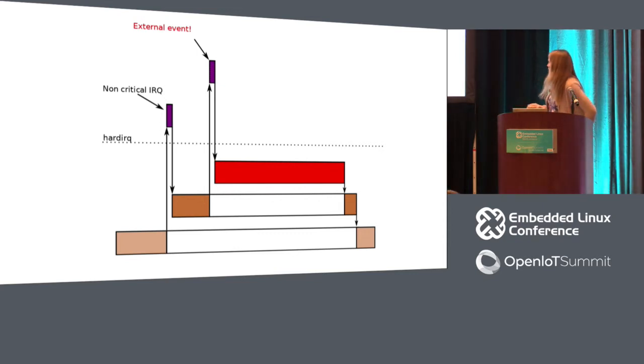So you might have some low priority task running. You have some not unimportant IRQ that fires, but only a very small portion of time is actually spent waking up the associated handler thread. And the duration of that shim can be well understood. The bounds of it can be well understood for real-time purposes.